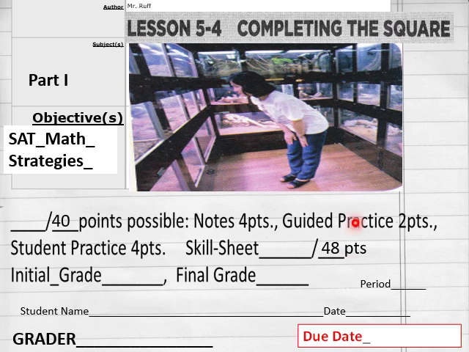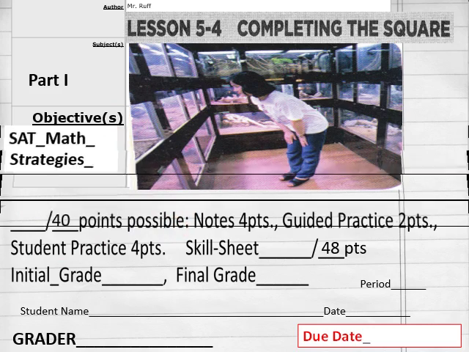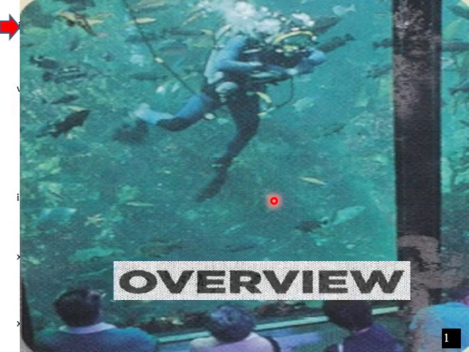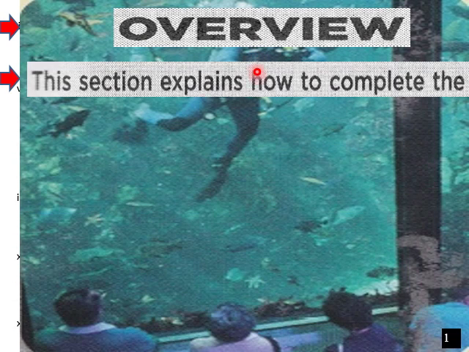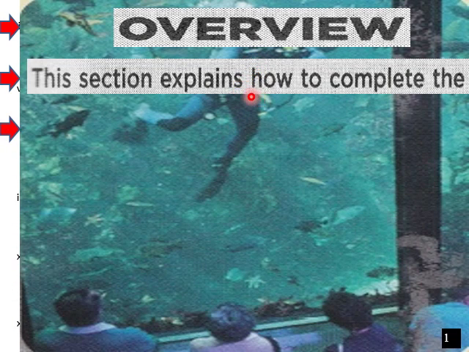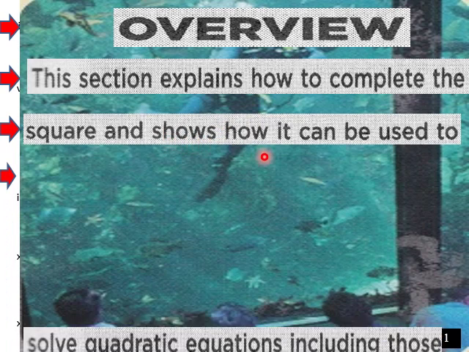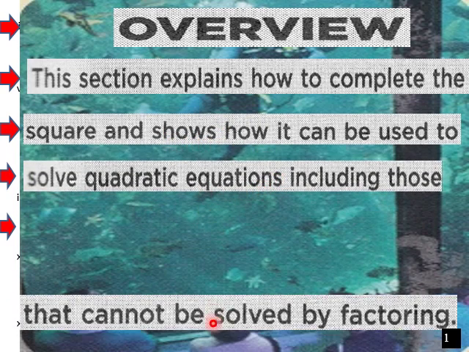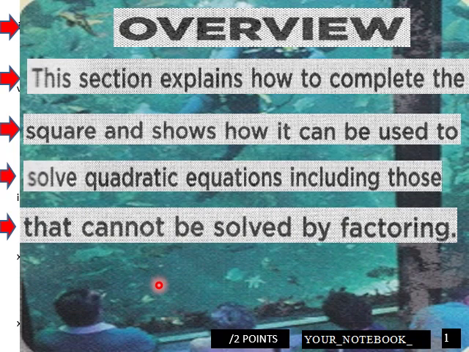5.4, completing the square. We have 48 points here on your tune-up sheet and 40 points of note-taking during this lesson. Get ready for that. Overview of this section: it explains how to complete the square and shows how it can be used to solve quadratic equations, including those that cannot be solved by factoring. That is a huge matter here, so we can complete the square and solve them.